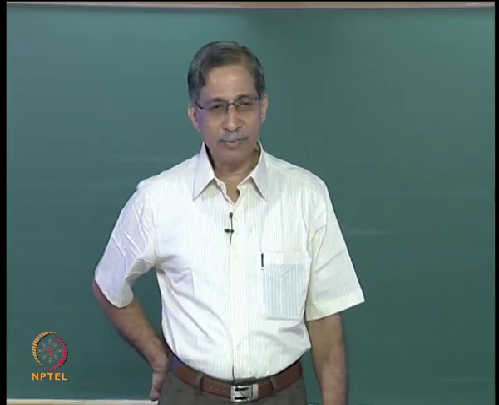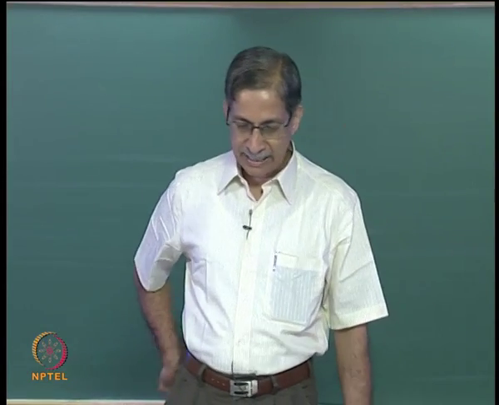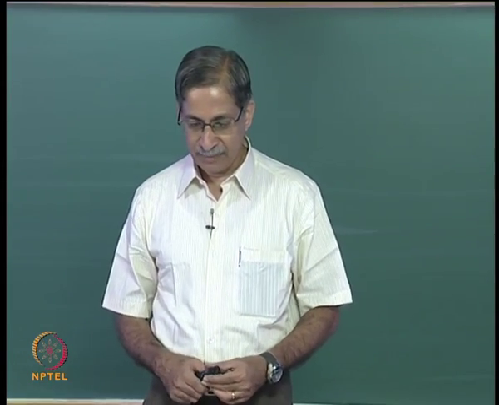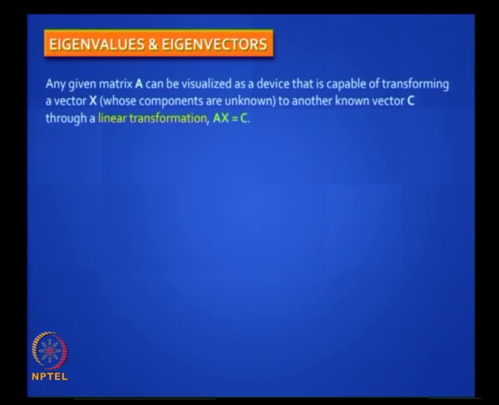If you recall, we said that any given matrix A can be visualized as a device that is capable of transforming a vector x whose components are unknown to another known vector c, which is your constant vector, through a linear transformation, and that is the meaning of this equation Ax equal to c. It is a transformation. You are transforming one vector x to another vector c.